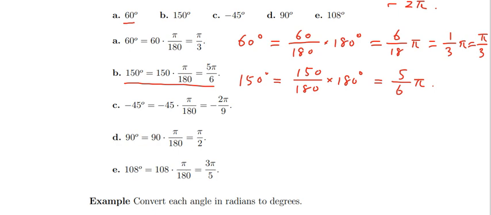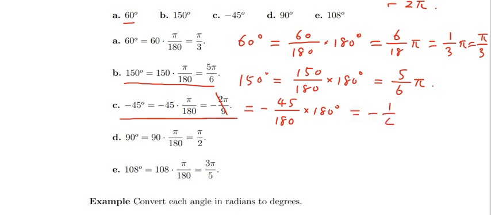Now 45 degrees is, oh, I'm sorry, I made a mistake here. So let's say 45 equals, we forget a part, 45 over 180. So 45 over 180 is just 1 over 4. So 1 over 4 pi, right?